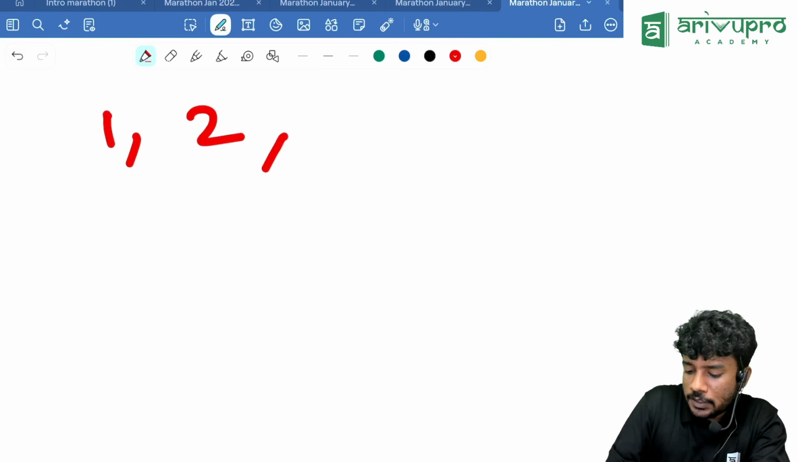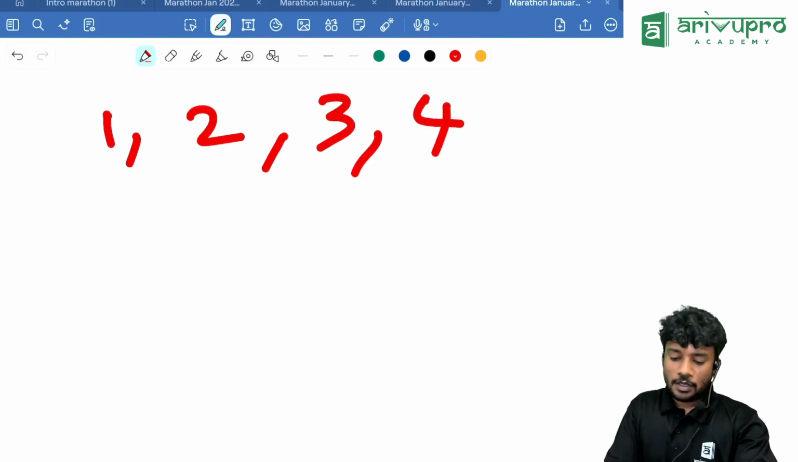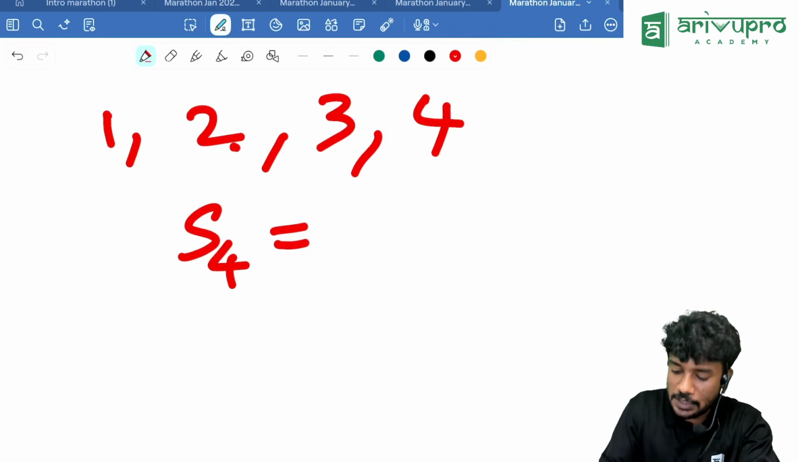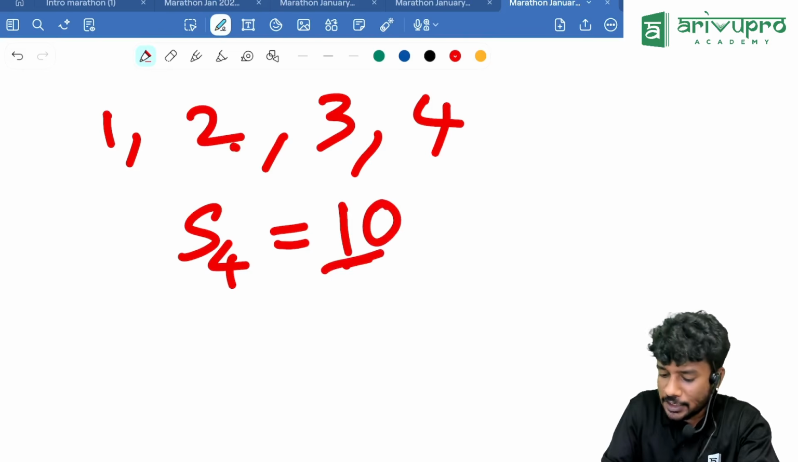1, 2, 3, 4. What is the sum of these terms? S4 is how much? We can say 1 plus 2 plus 3 plus 4. How much is it? 7, then 2, 10 is the case. Correct? That is, S4 is 10.